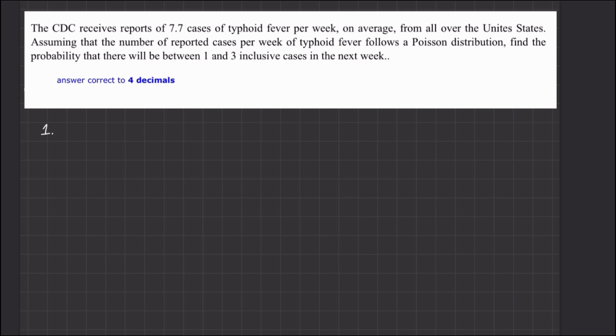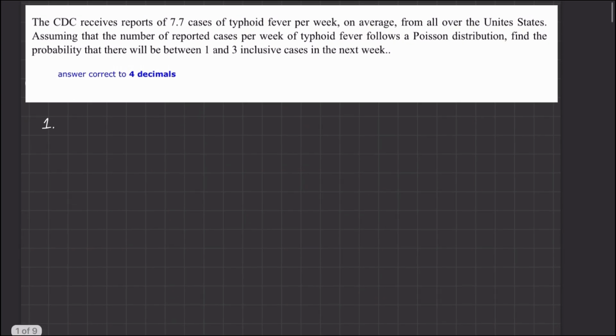Statistics questions. The first question is, the CDC receives reports of 7.7 cases of typhoid fever per week on average from all over the United States. Assuming that the number of reported cases per week of typhoid fever follows a Poisson distribution, find the probability that there will be between 1 and 3 inclusive cases in the next week.